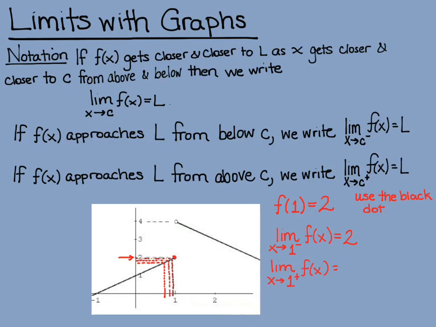We can do the same thing for the limit as x goes to 1 from above of f of x. We choose values close to 1, but slightly bigger than 1. We trace up until we hit the curve, and then we see what the y value is at that point. We can keep doing this as we get closer and closer to 1, and in this case we see that the y value is getting closer and closer to 4. So the limit as x goes to 1 from above of f of x is 4. Since the two limits from above and below disagree, we say that the limit as x goes to 1 of f of x does not exist.